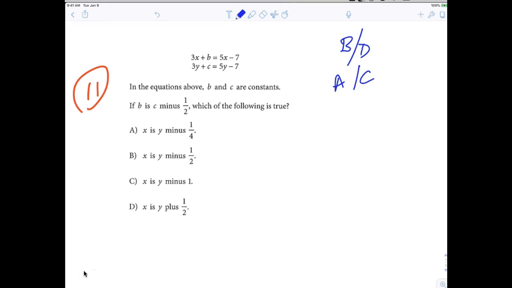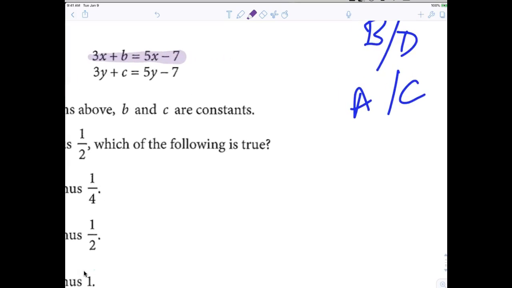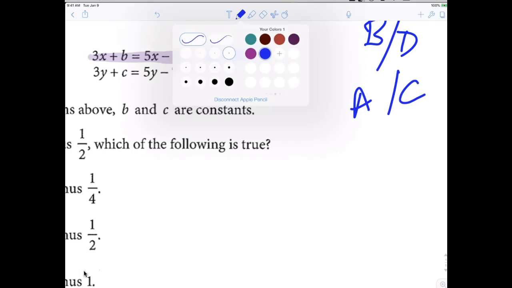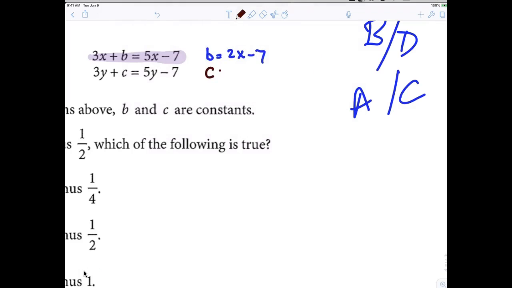All right, now the first thing I want you to do is look up here. Does everybody see the first equation? There's x's, so we can combine terms. Everybody agree with that? So does everybody agree we could write this b equals 2x minus 7? And then we could write, for example, c equals 2y minus 7. Does everybody agree with that? All right, so that's something I feel like everybody should have been aware of.